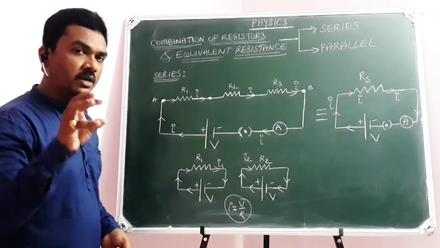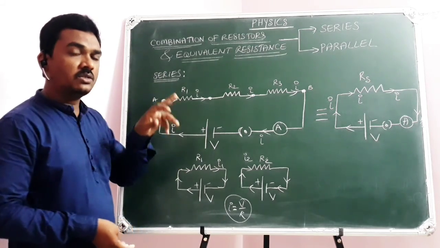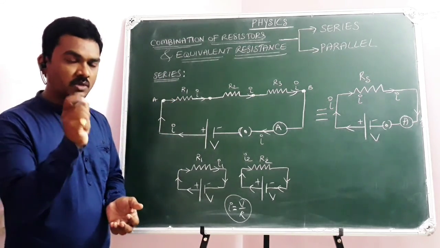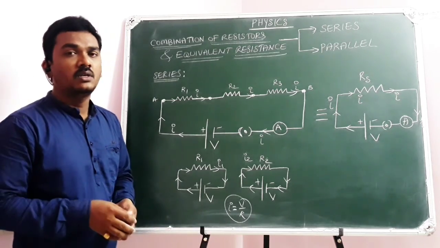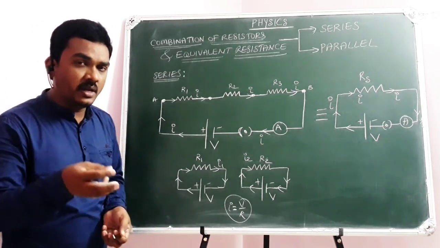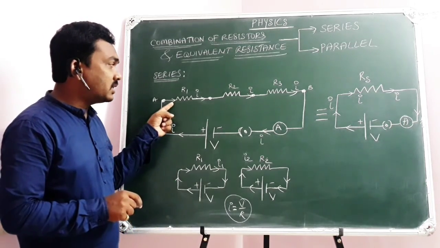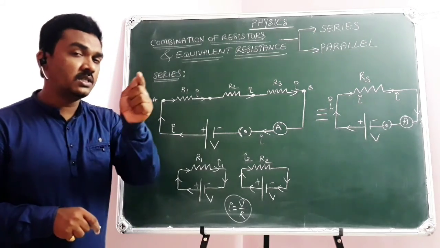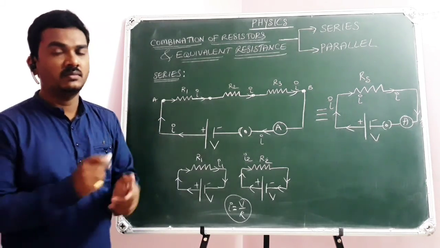So the very important point I am going to tell you: when can you say the resistors are connected in series? This is the first point that you need to write. If two or more resistors are connected end to end so that the same electric current is passing through every resistor, then those resistors are said to be in series combination.